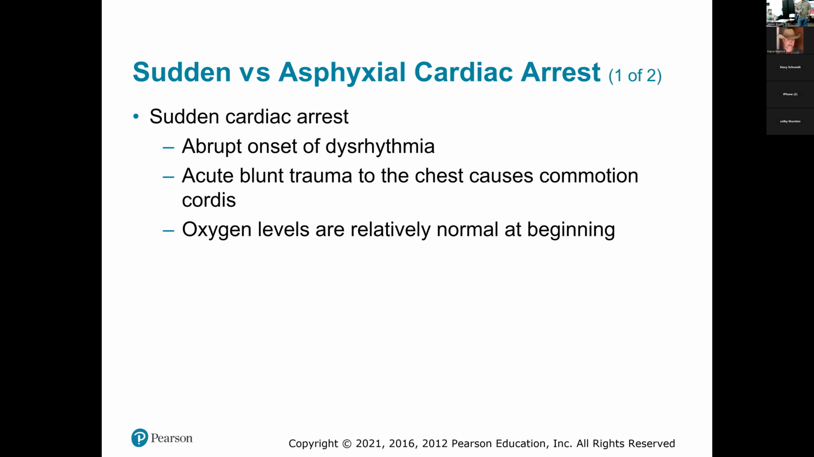Oxygen levels are relatively normal at the beginning, but you will see them start to decline as the dysrhythmia goes on. Okay. Why do we think that the oxygen levels are going to decline? So why would we expect the oxygen levels to decline if they're normal at the beginning of a dysrhythmia?